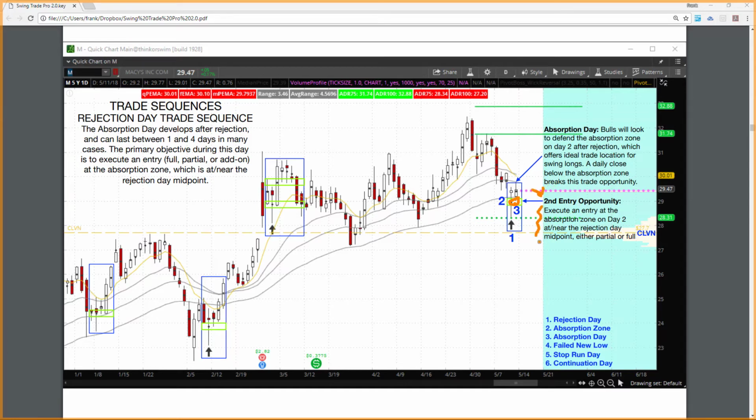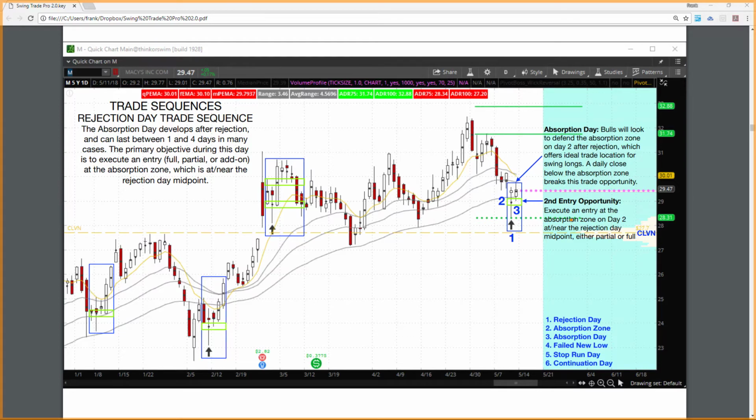So you can look to execute an entry at the absorption zone on day 2 at or near the rejection day midpoint. And this can be either a partial or full position. So if you got in some here, you can add some here. If you didn't get in any here, then you can look to add a little bit more size when it pulls back to this absorption zone.